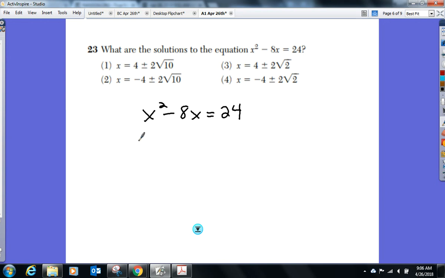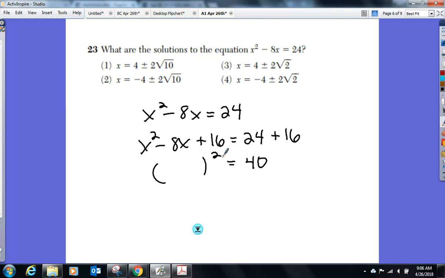Square it. X squared minus 8x plus 16. Anybody else? Add 16 to the 24. Yes. Completing the square. Factor the left side, because I know this side's going to be 40. Factor the left side. Anybody remember x? Be careful. Where'd the minus 4 come from? It was half the b. Nice job.